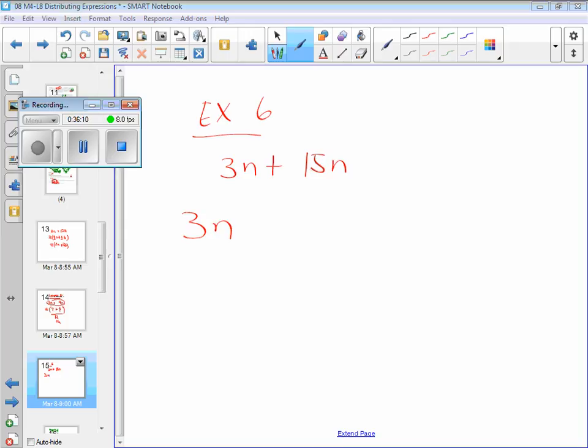Plus. 3n times what makes 15n? Just 5. Not 5n, because that would be 15n squared. Just 5. Now watch, ready? 1 plus 5. 3n times 6. 18n. Combine like terms, what do you get? 18n.